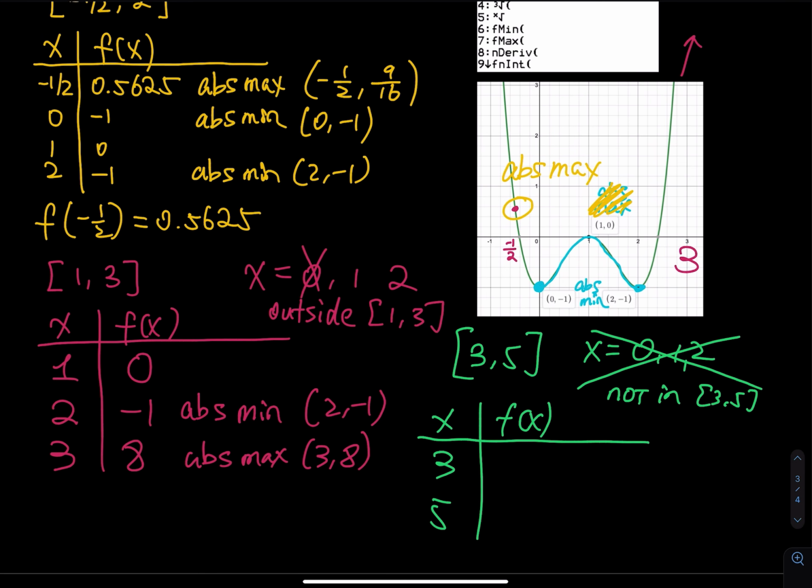So when x is equal to 3, y is equal to 8. So this is 224. So this is the absolute maximum. And this is the absolute minimum.